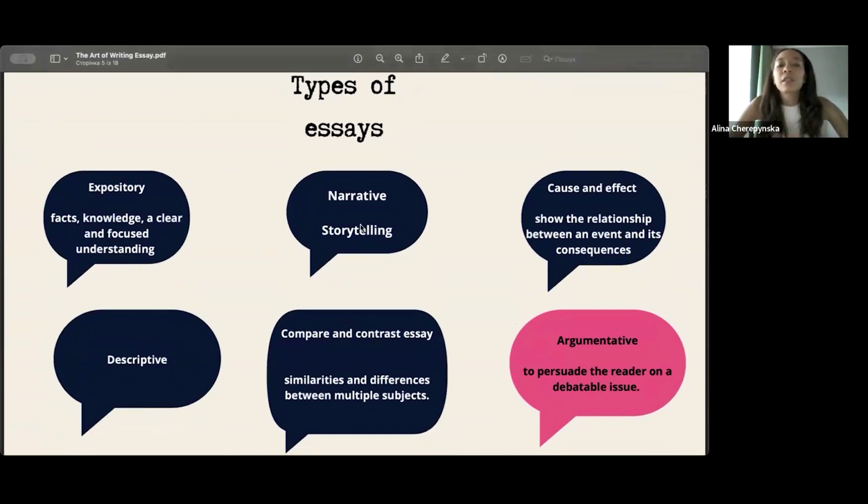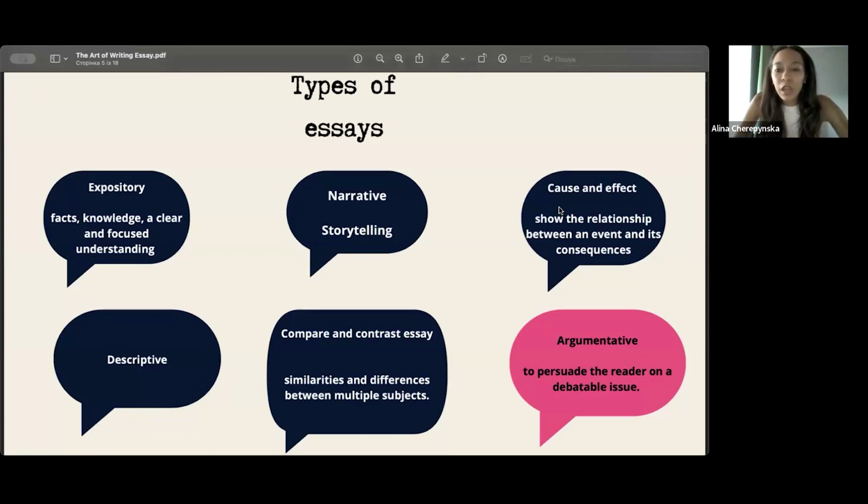The next type that is considered to be the most creative, the most individual, is narrative. Narrative is about storytelling. You're creating a story, or you're telling a story of your life. It may be based on your real life experience. The most creative, because here you can work with the setting, you need to discover or create a plot, you need to work with characters of your story. That is why, of course, maybe it's not that structured and strict, but at the same time, it's very interesting.